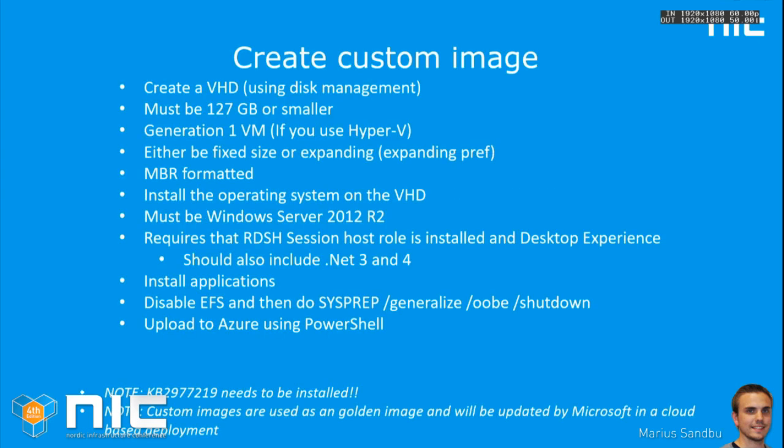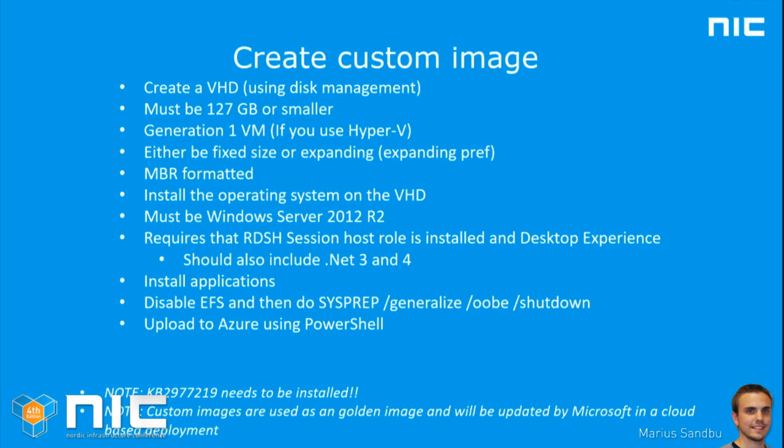So in order to create a custom image, create a VHD file first. If you try to create a virtual machine in Hyper-V now, you have the VHDX standard by default. And Azure doesn't support VHDX, for God knows what reason. And it must be 127 gigabytes or smaller. It needs to be a Generation 1 virtual machine if you're using Hyper-V. You can use Server or VirtualBox, as long as it supports VHD. Must be MBR formatted. You can use fixed size or expanding.